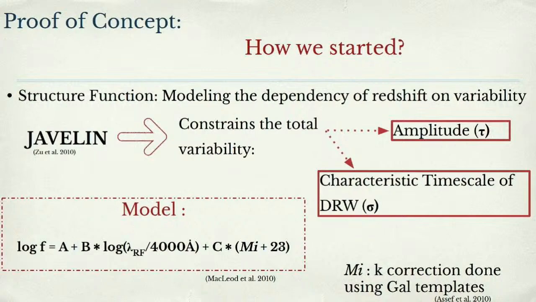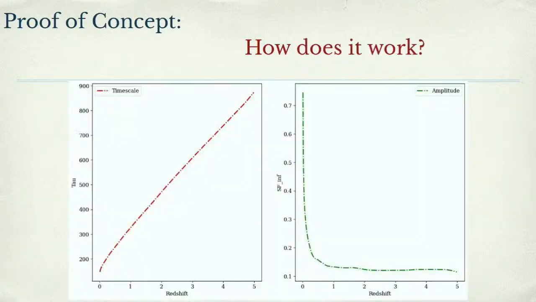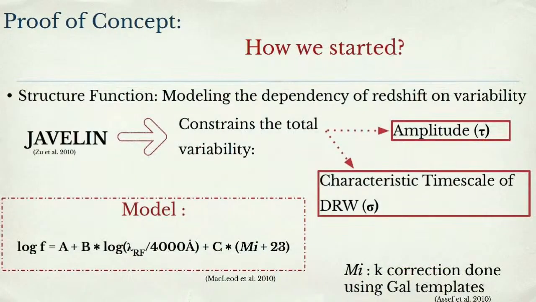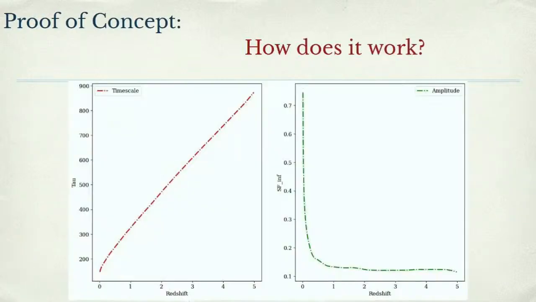But there is a particular set of constants or parameters that we can use such that it nullifies the black hole mass. The whole dependency is on the rest frame wavelength and also on the absolute magnitude. To obtain the absolute magnitude, the correction is done using the galaxy templates, by fitting to the templates of Assef et al. 2010. And why particularly? Because the two parameters we get from JAVELIN, the amplitude and the time scale, are indeed functions of redshift. The time scale is a monotonic function, but the other one is increasing like a power law.